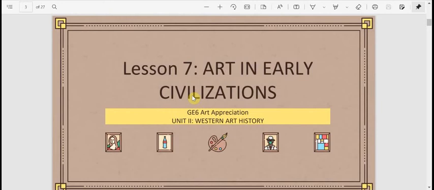Sabi nga niyan, the only constant thing in this world is change. So, syempre, nagbabago ang ating environment at kasabay ng pagbabago na yun, kailangan natin na mag-survive din or mag-adapt on the changes that is happening around us. And evidently, through the materials or artworks that we will be seeing in this lecture, somehow, makikita natin kung paano nag-adapt ang mga tao from early civilization.